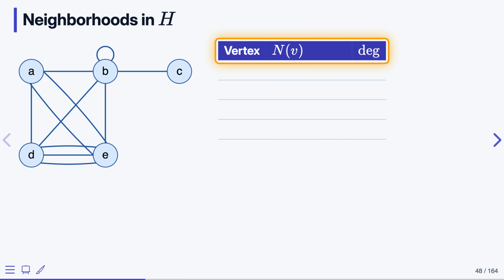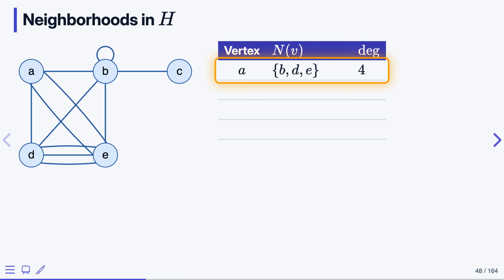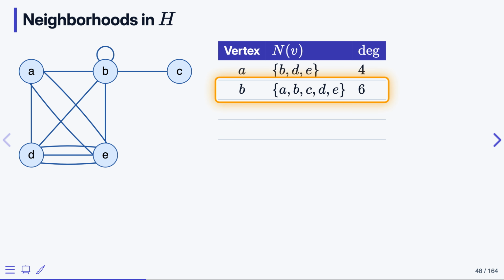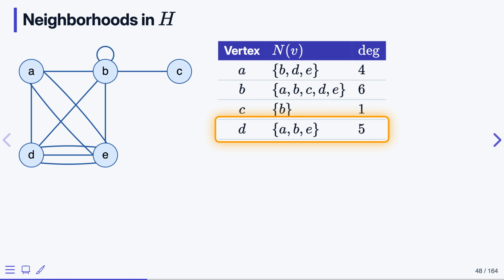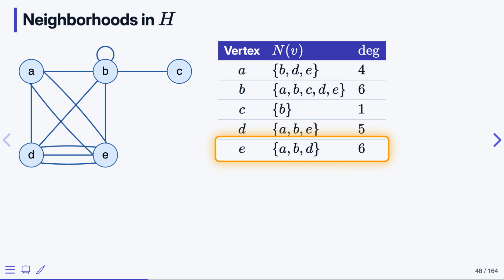Now the neighborhoods. A neighborhood is a set of names, so each name appears once, however many lines run to it. The neighbors of A are B, D, and E: 3 names, even though it has degree 4, because 2 of its edges both go to E. The neighbors of B are A, B, C, D, and E. Look at that list again. B is in its own neighborhood. That is the loop. The only neighbor of C is B. The neighbors of D are A, B, and E. And the neighbors of E are A, B, and D.